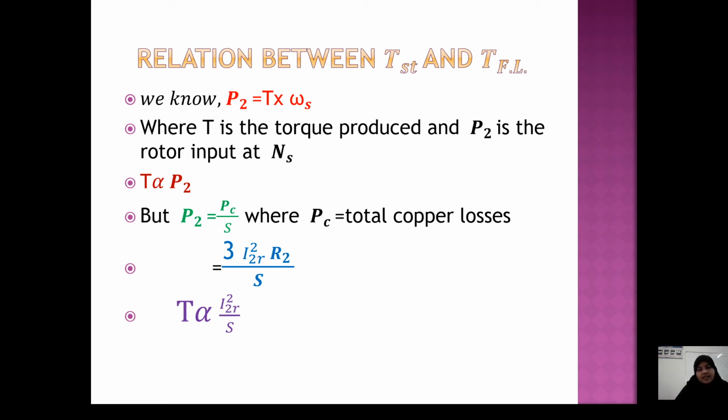Now what is NS here? NS is the speed of the rotating magnetic field. It is given by 120 F by P. F is the supply frequency, P is the number of poles for which the stator is wound.